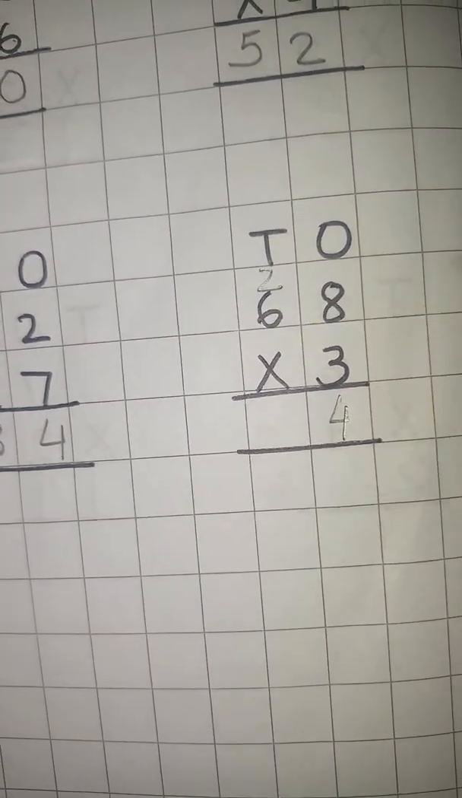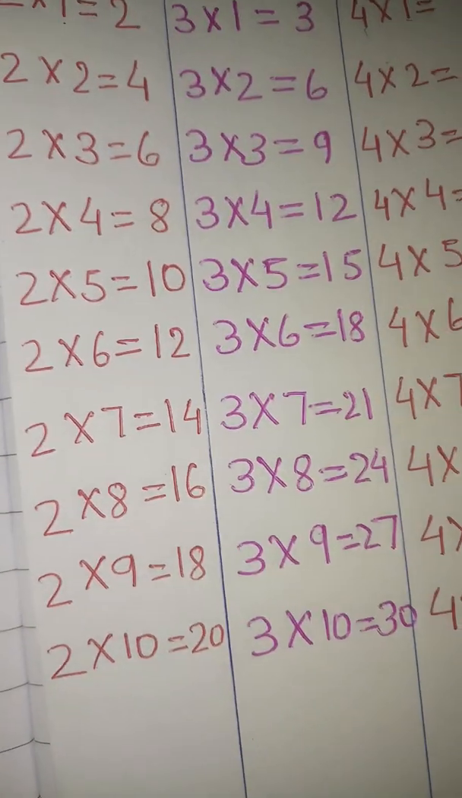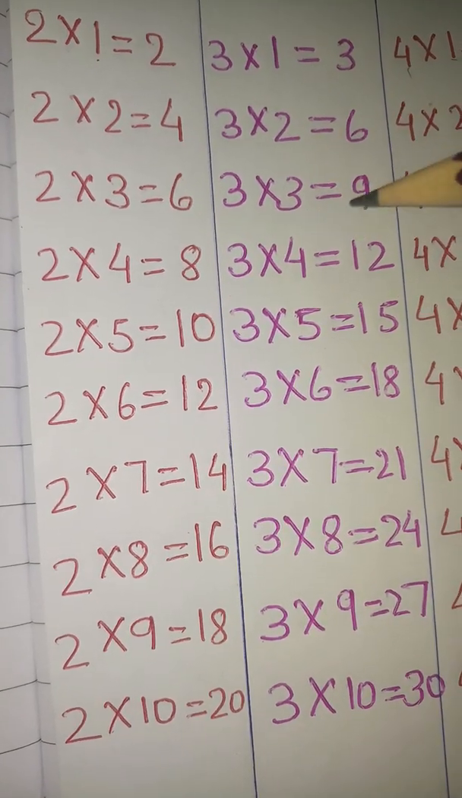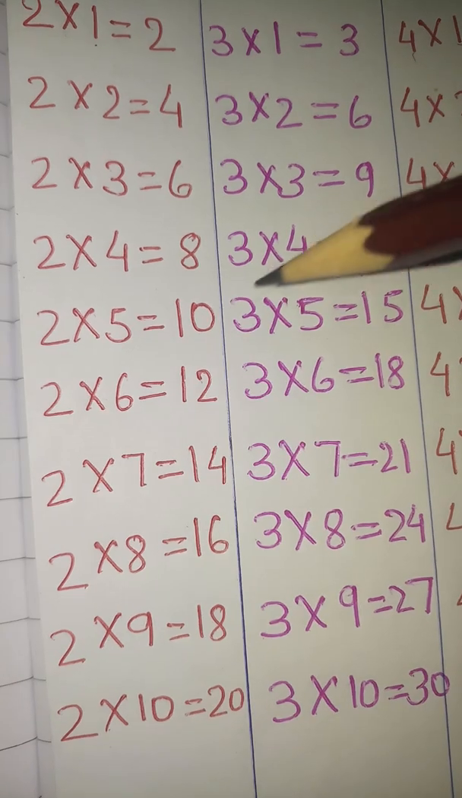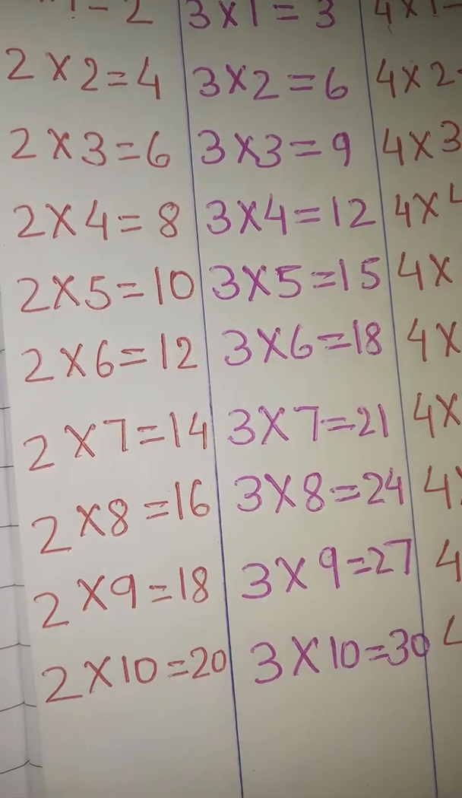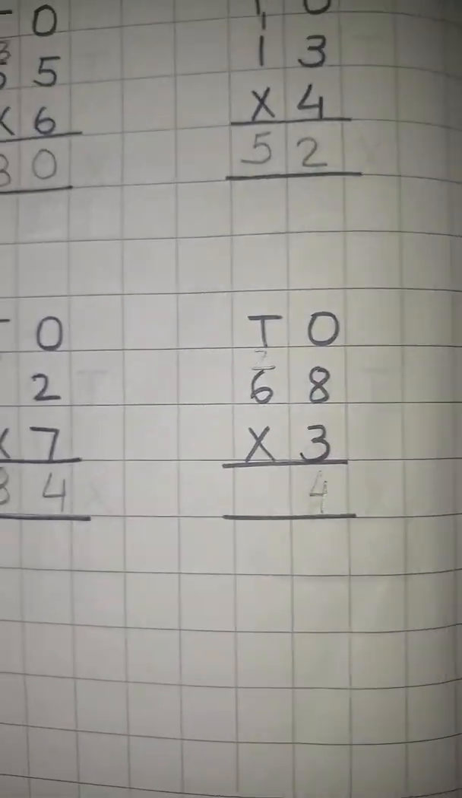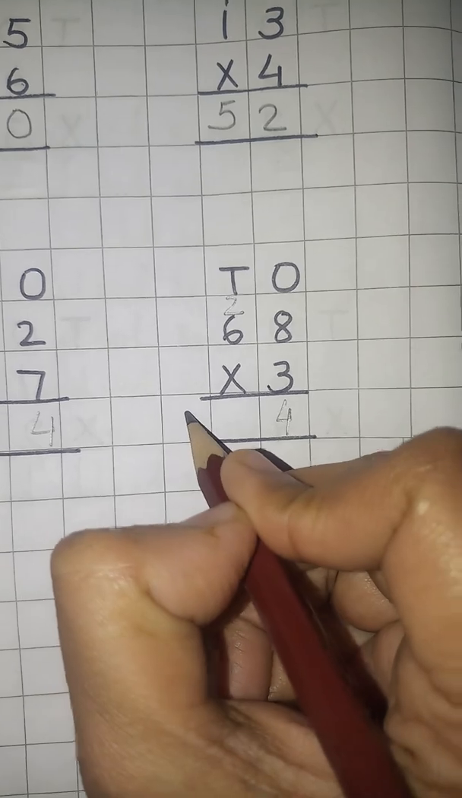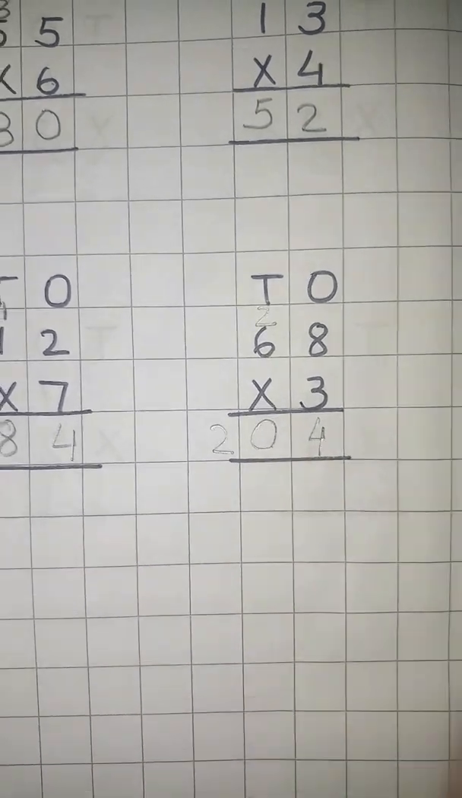Next is 3 into 6. Let's see in a table. 3 into 1, 3. 3 into 2, 6. 3 into 3, 9. 3 into 4, 12. 3 into 5, 15. 3 into 6, 18. 3 6s are 18, plus 2, 20. So we will write 20.